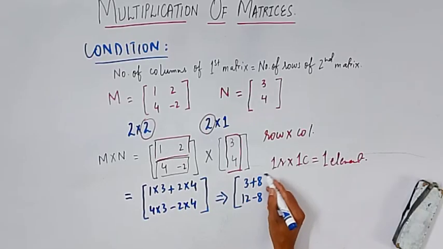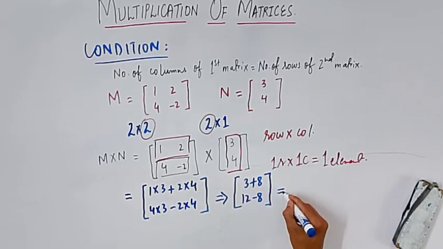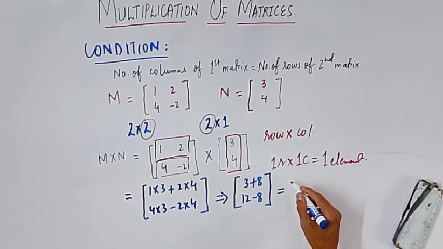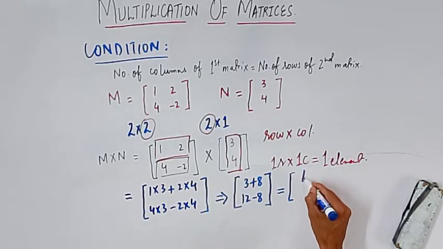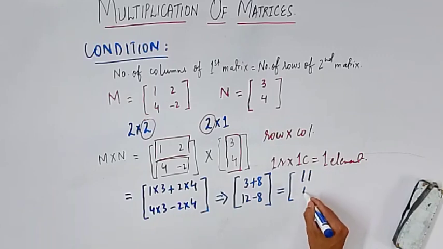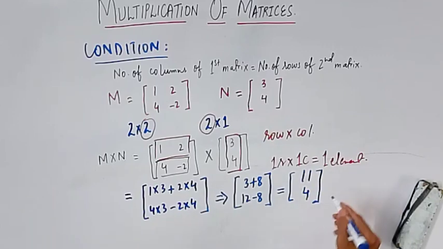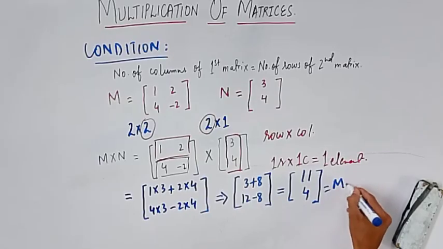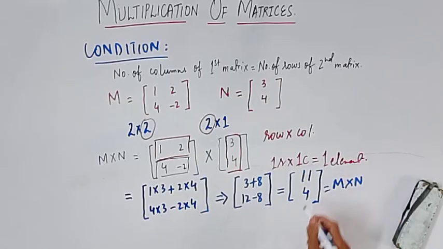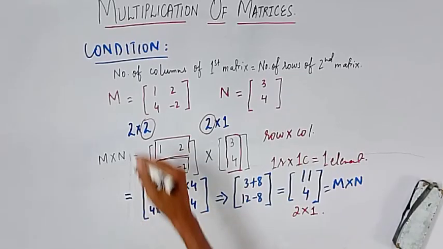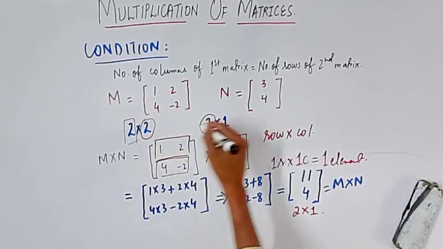by 4, minus 8. And finally the multiplication or the product of m into n over here will be 11, 4. This is the answer of m multiplied by n. Now over here if you will look at the order of it, it is 2 by 1. It is 2 by 1, and you can see over here that the remaining elements that we have not used is also making 2 by 1.